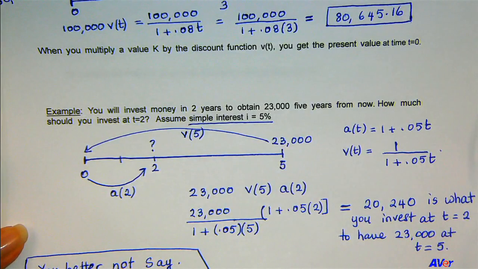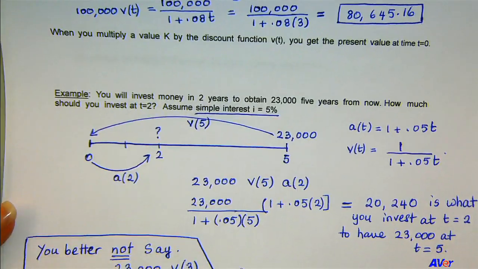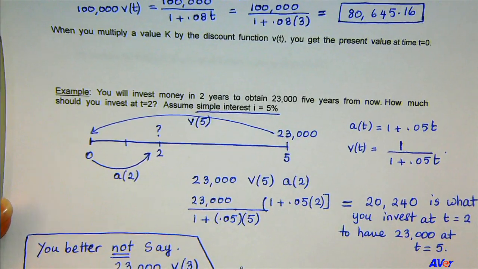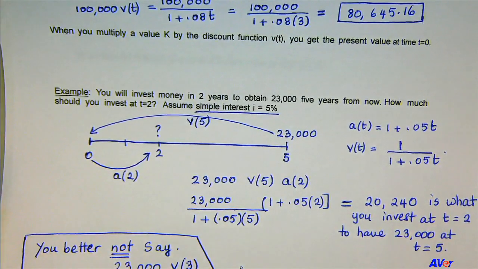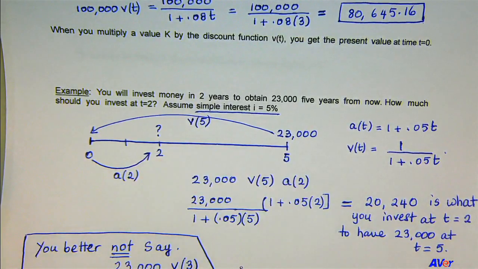For simple interest? Yeah, the answer 20,240 at the second year. I didn't understand what you said. The 20,240 is what you would need at time 2 to grow to 23,000. If I put that in a function, 1 plus 0.05 times 3 at the end of the 5th year, I got 23. You can never use the A of t function if you are starting at time 2.